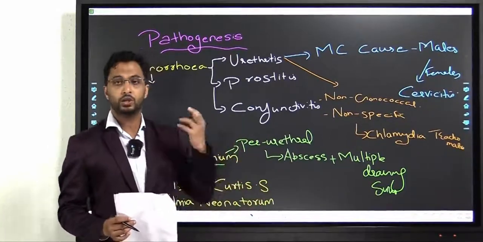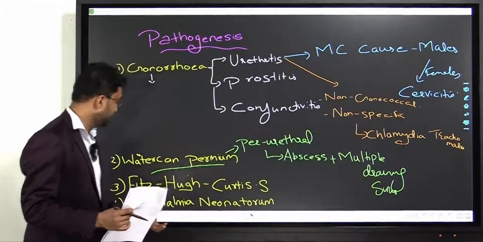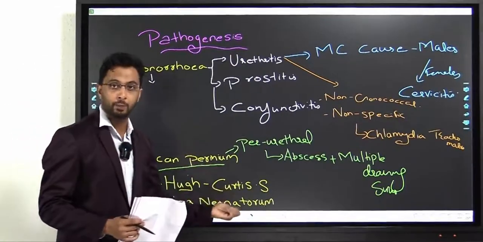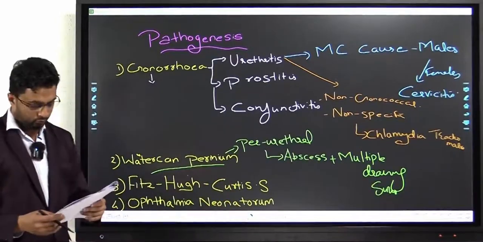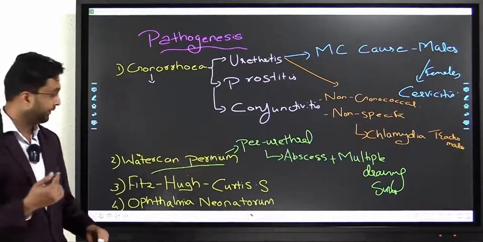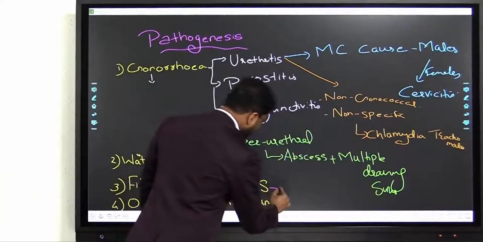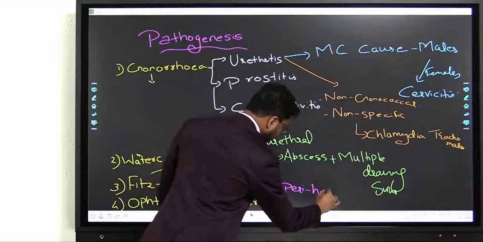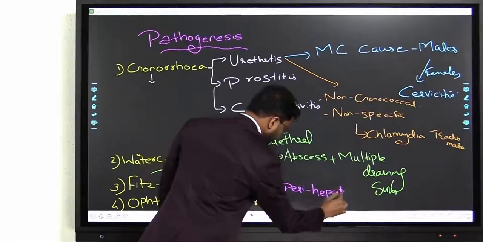from the reproductive organ through the peritoneum into the region of the liver, then it is called Fitz-Hugh-Curtis syndrome. And what is seen, more importantly, is perihepatic inflammation.